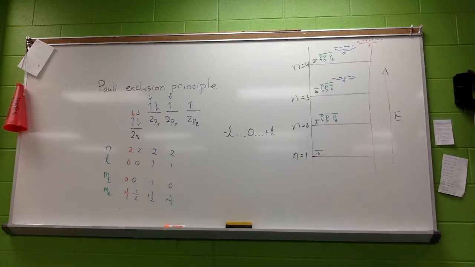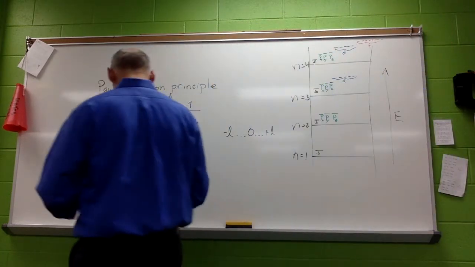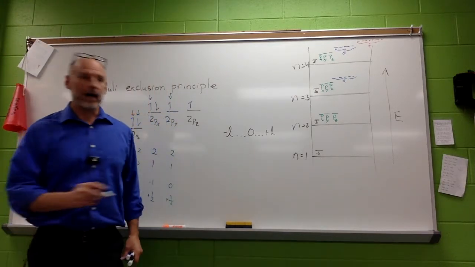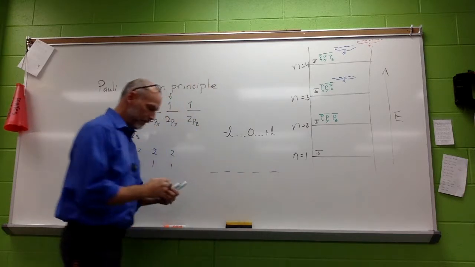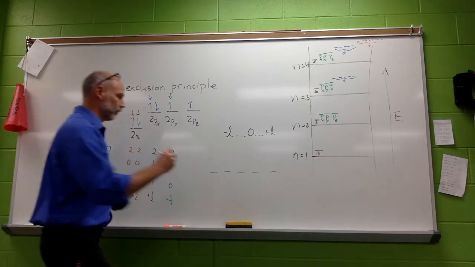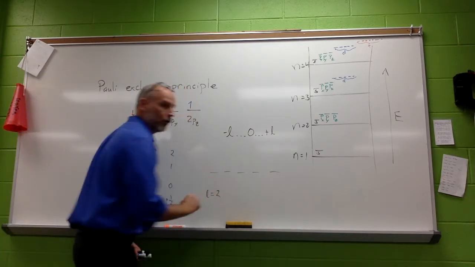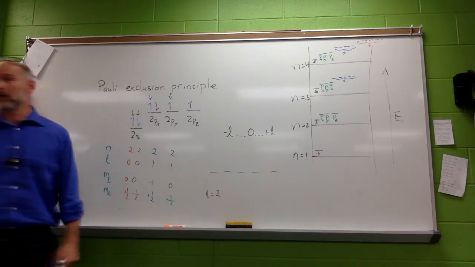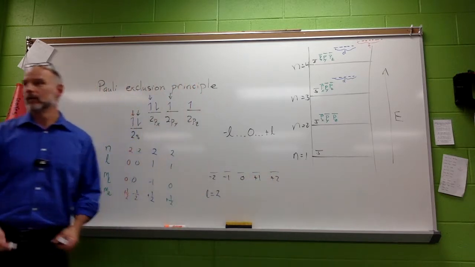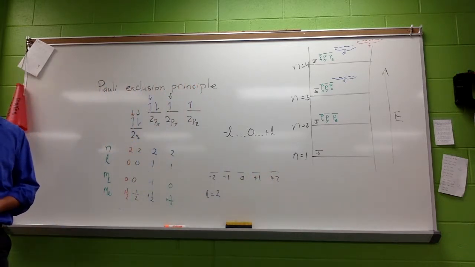Would it be any different if we went to 3D? Okay, well, let's do that. You guys don't have to go crazy here. But how many d orbitals are there? 5. Okay. Now, what is the value of L for a d orbital? 2. So we're talking L equals 2. What are my possible values for M sub L? Negative 2, negative 1, 0, positive 1, positive 2. It happened, didn't it? It's happening.